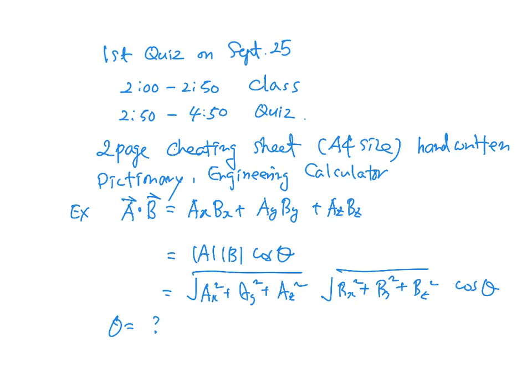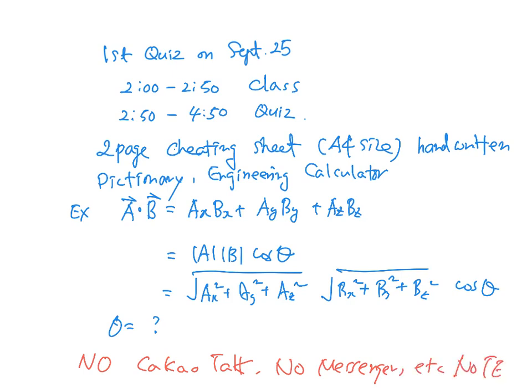but no auto, no messenger, etc., etc. No text. So even though you can use a cheating sheet, you cannot discuss the problem with your colleagues. That means there is no talk, no Kakao Talk, no messenger, no whatever.